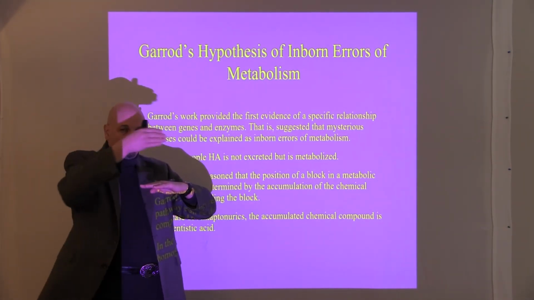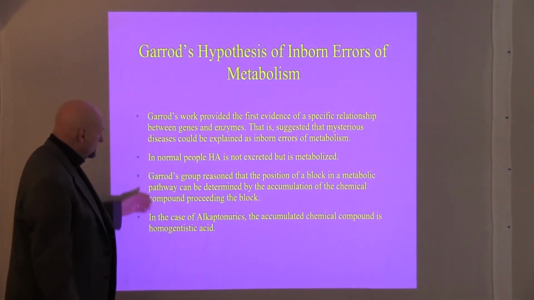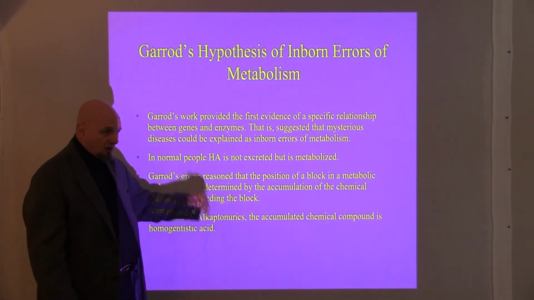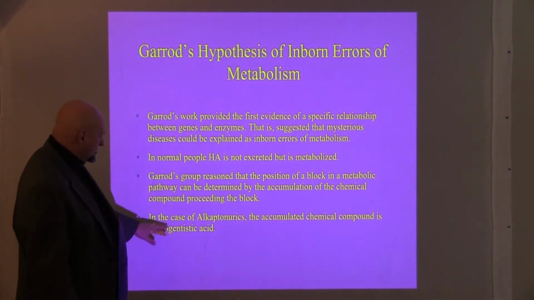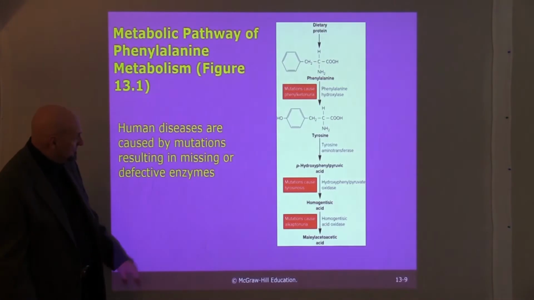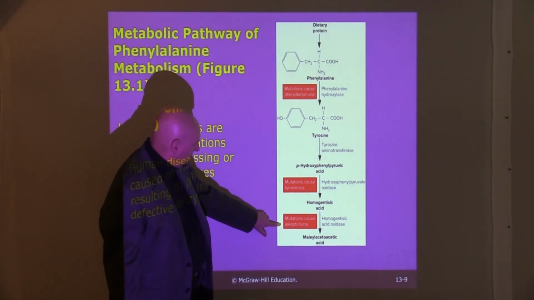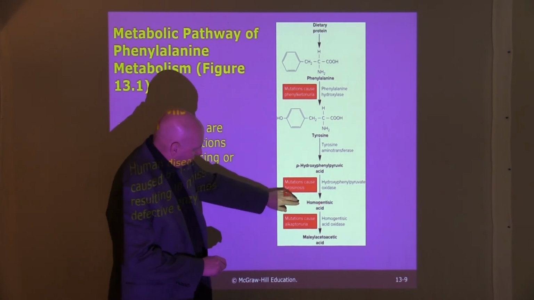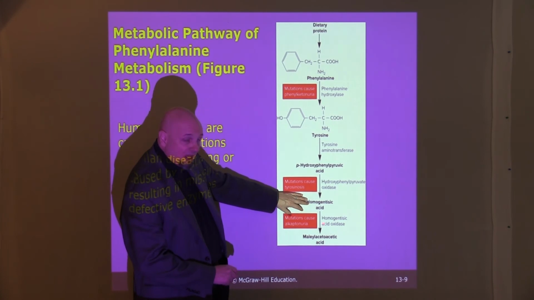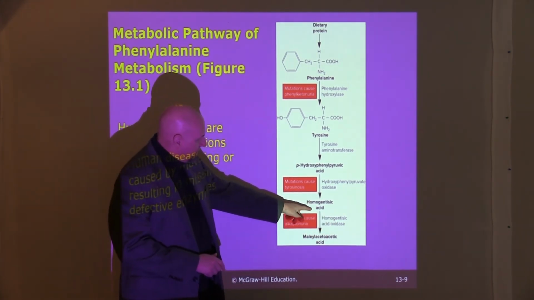And then you have a buildup of the stuff like the homogentisic acid up here in this range. So basically an accumulation of chemical compounds preceding the block, preceding everything above that. So in this case, with alkaptonuria, the accumulated chemical compound is homogentisic acid. This is the homogentisic acid, and this is what it should have been broken down to, but this enzyme was dysfunctional. So there was a block here, it couldn't go through here, thus you had a buildup of this.